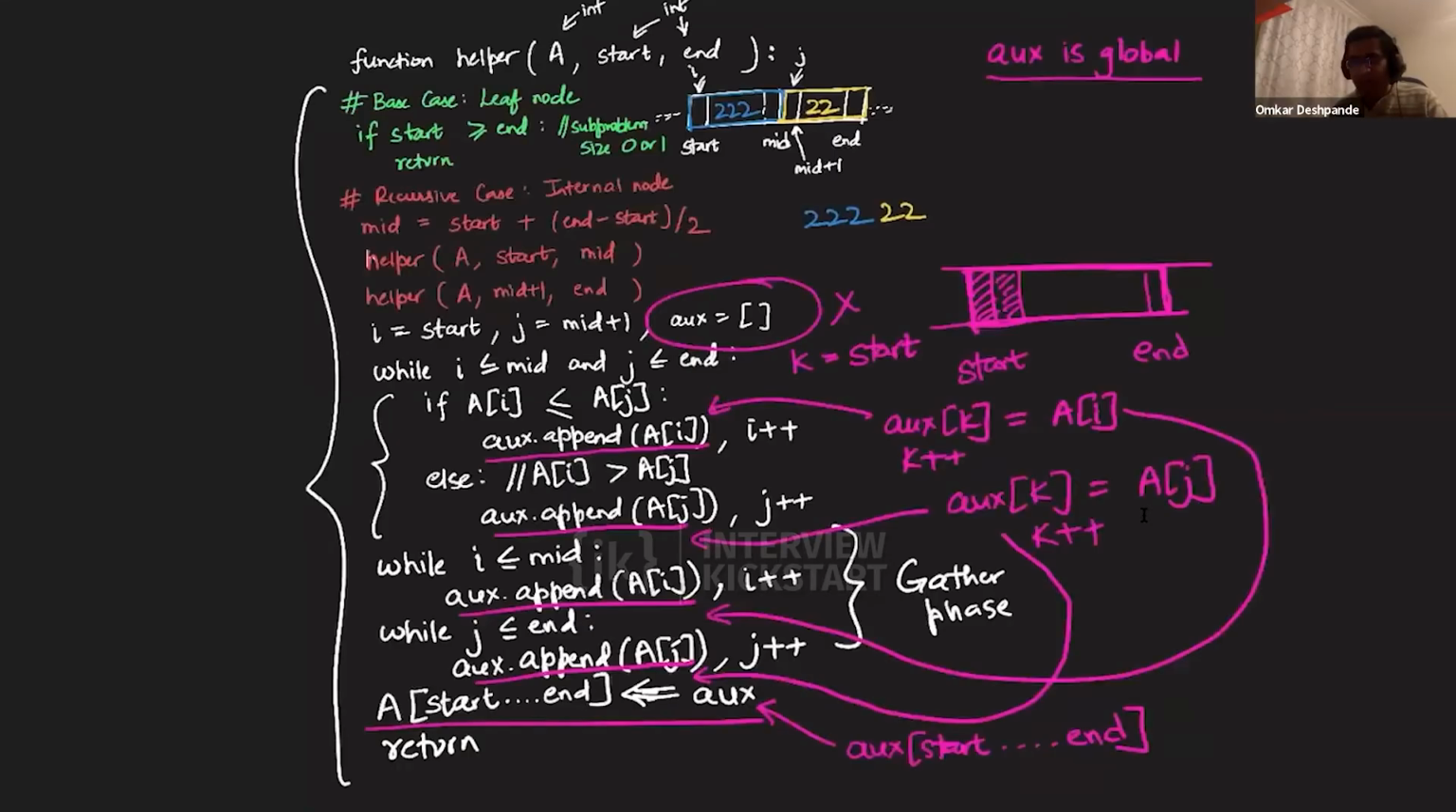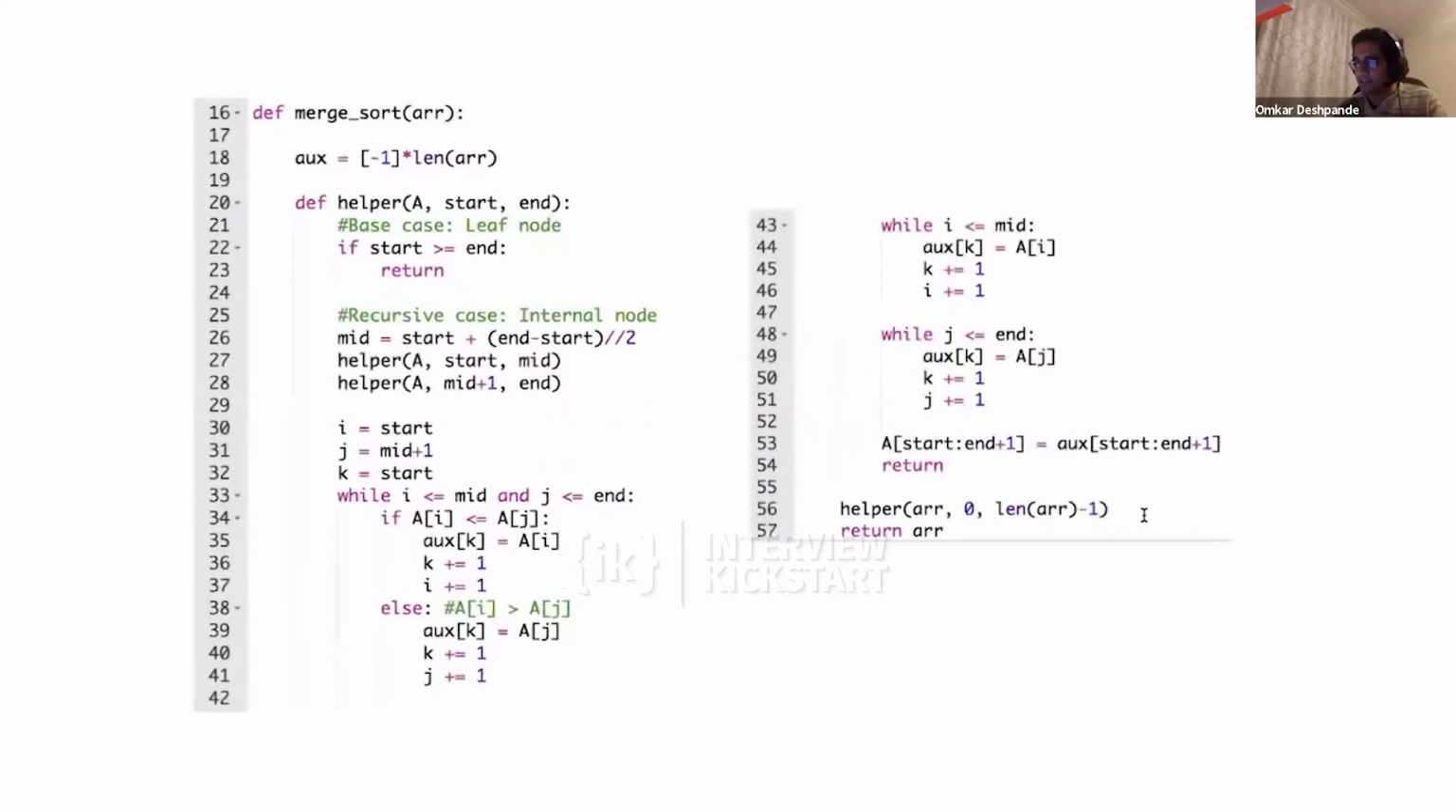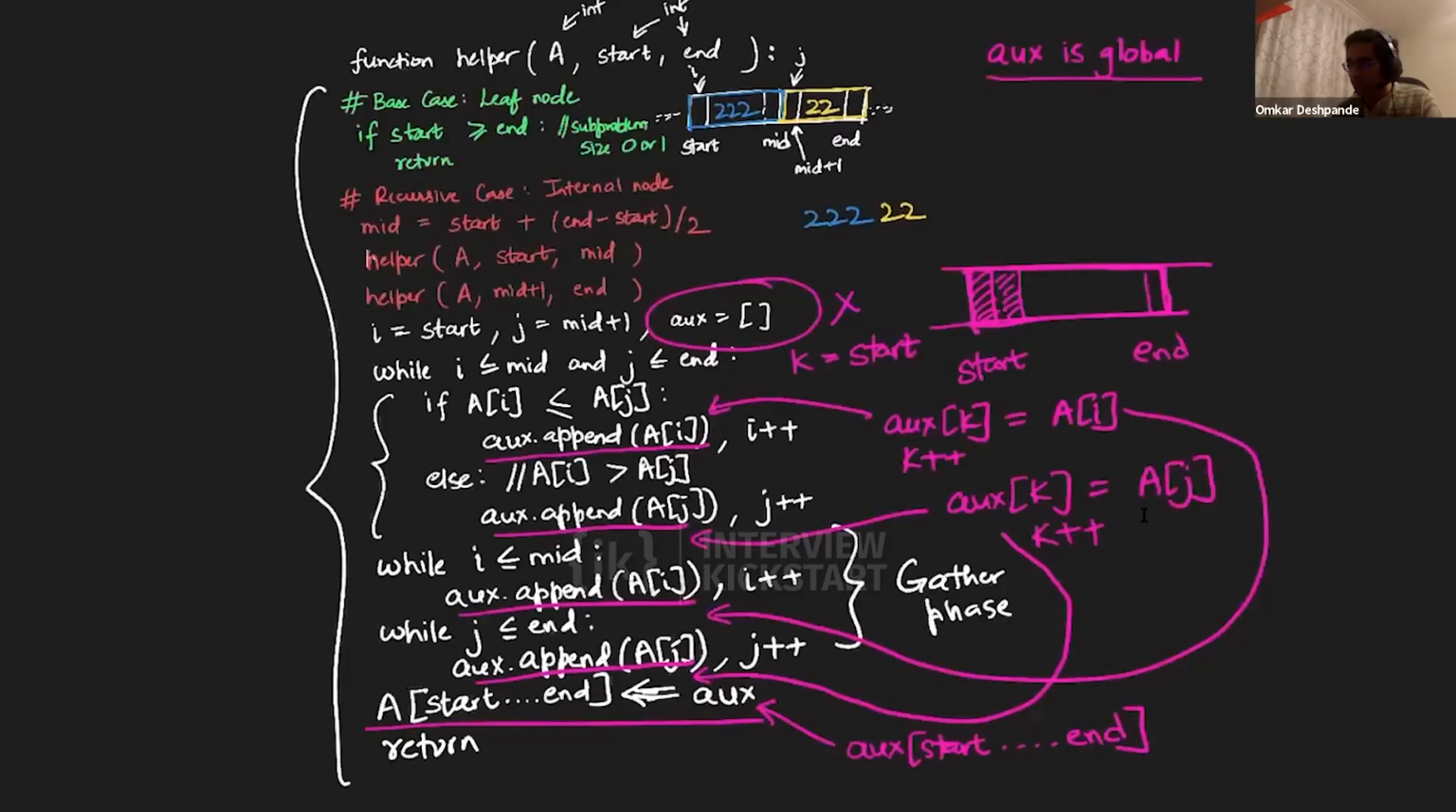Okay. Somebody asked about the code. I do have the Python code for both the regular implementation as well as this modified implementation with an auxiliary array that has the same size as the original array.